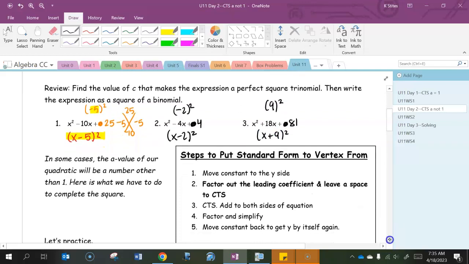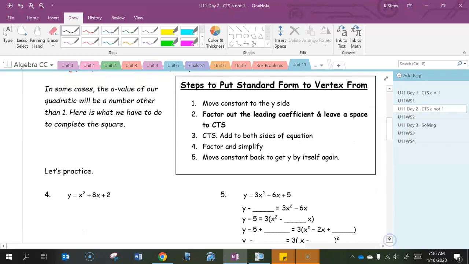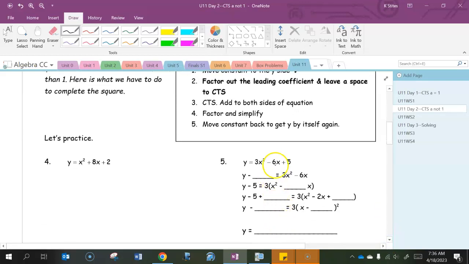All right. Okay, so like I said, in some cases, the a value is not going to be 1. So here's what we're going to do when we complete the square. We're going to still move our constant to the y side. Okay, that's the same as before. But what's different this time is we're going to factor out the leading coefficient, okay, and leave a space to complete the square.